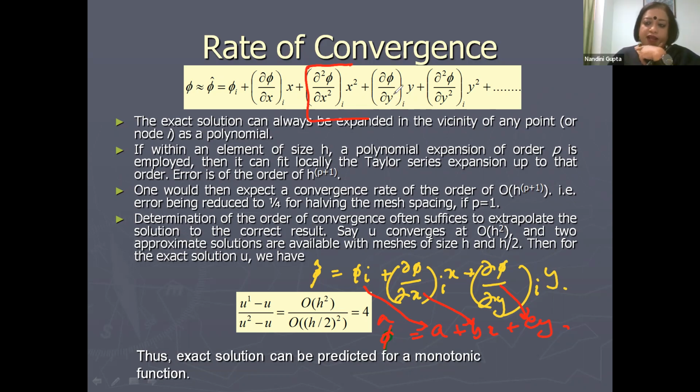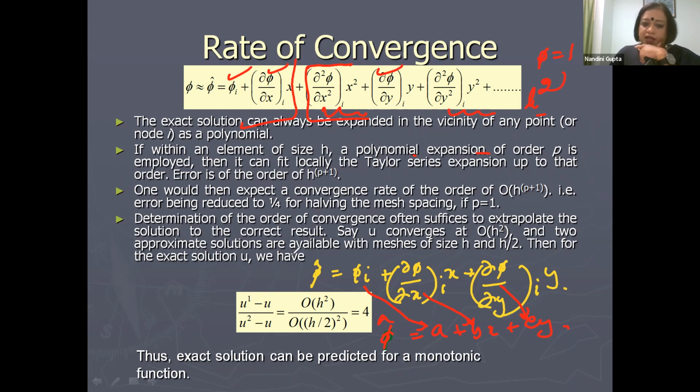I cannot evaluate the error, but what I can see is if within an element of size h, a polynomial expansion of order p is employed, then it can fit locally the Taylor series expansion up to that order. So this value and this value I will be able to find exactly, but these values will not be there if I choose a linear term. In which case the error is of the order of h^(p+1). So if p is equal to 1, then the error is of the order h squared.